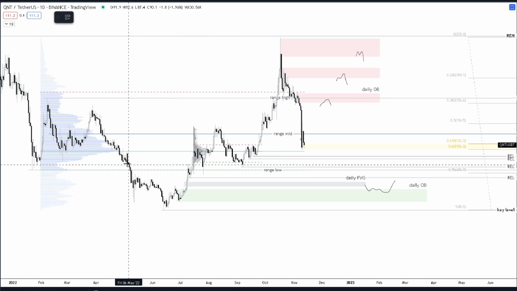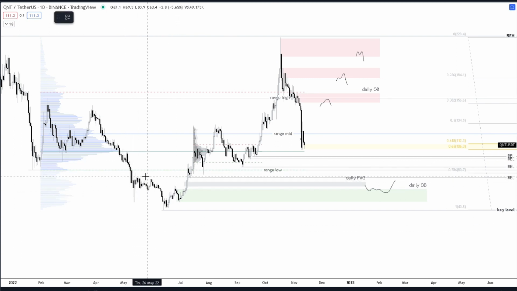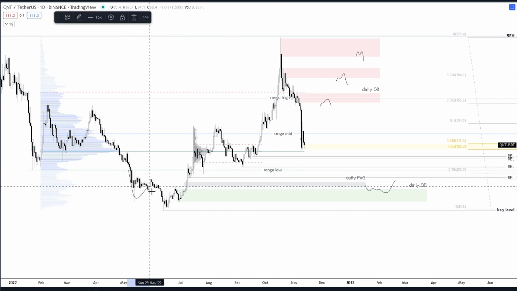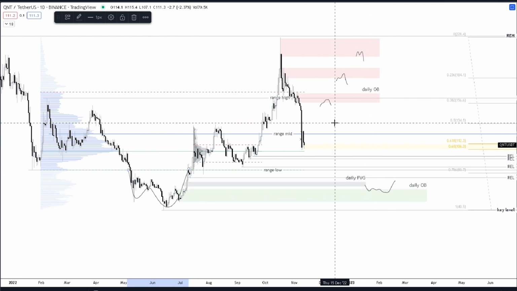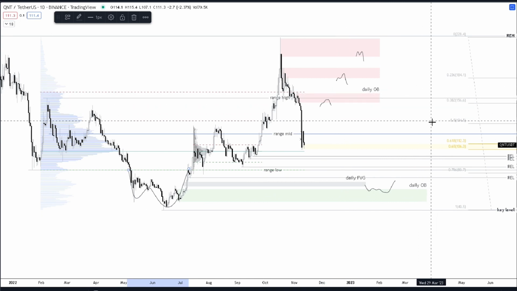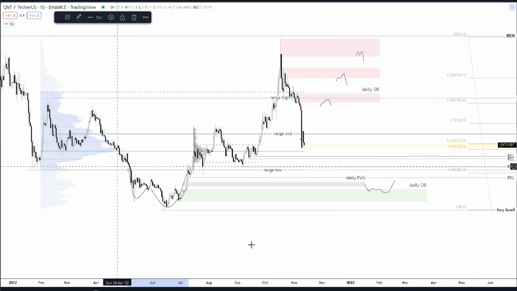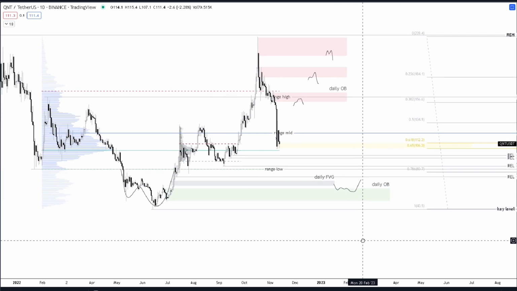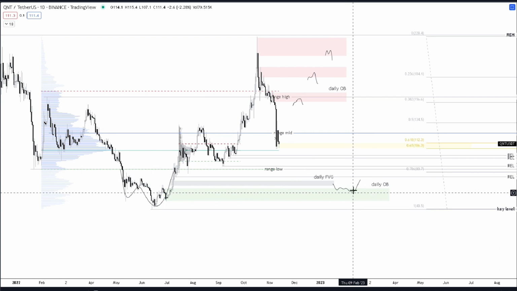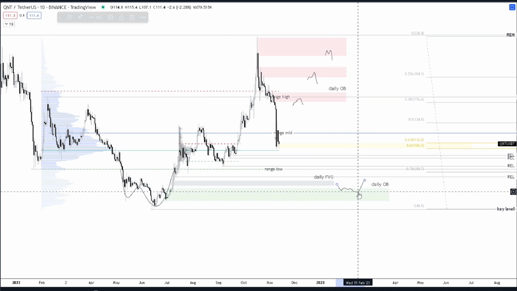If history has any influence on price action, once we get deviations of the range, the chance that we go back into the range mid or the value area high of the range is extremely high. So with that said, in terms of a longer term outlook, this is the exact area that I would be looking to snipe an entry.